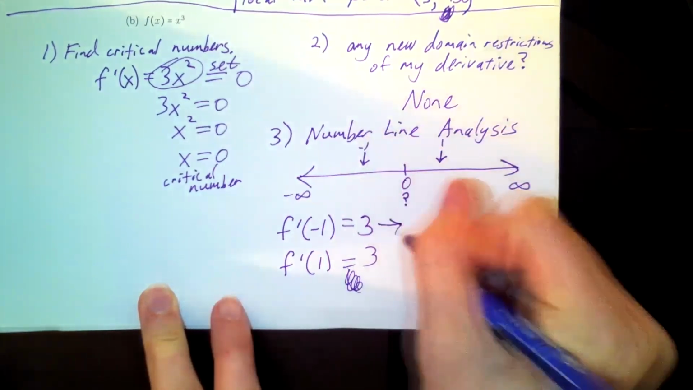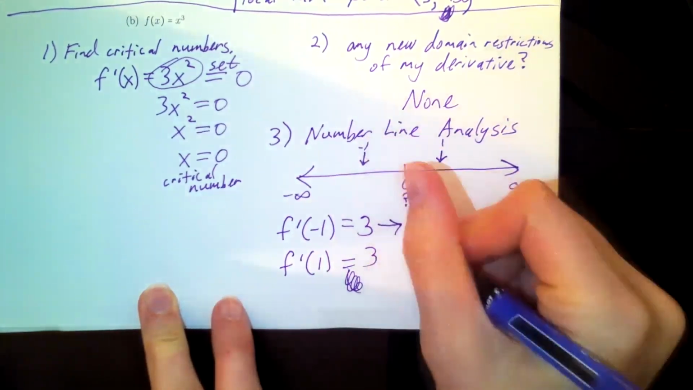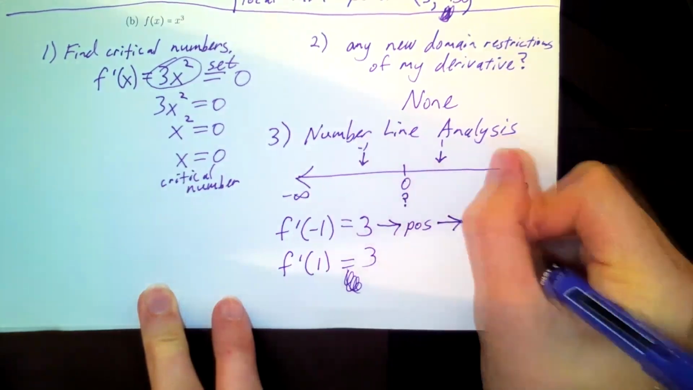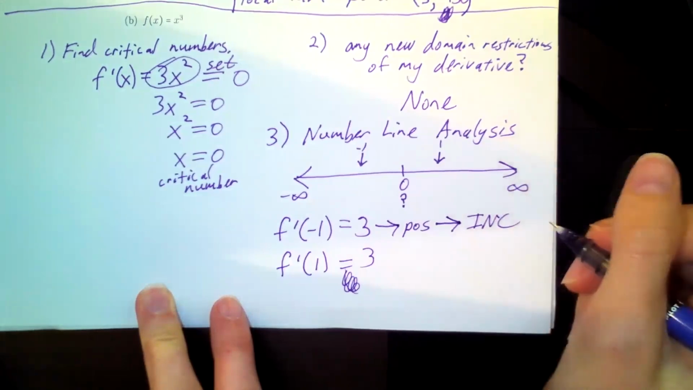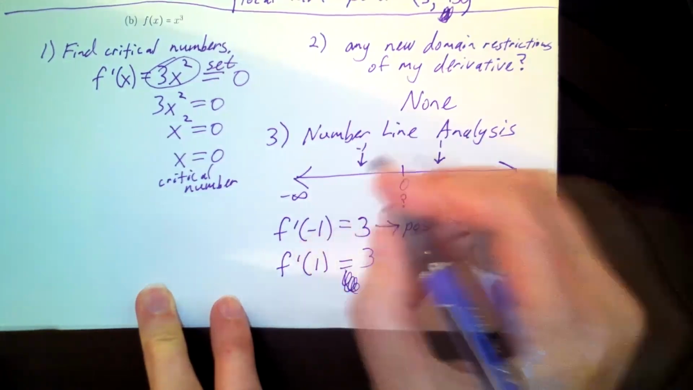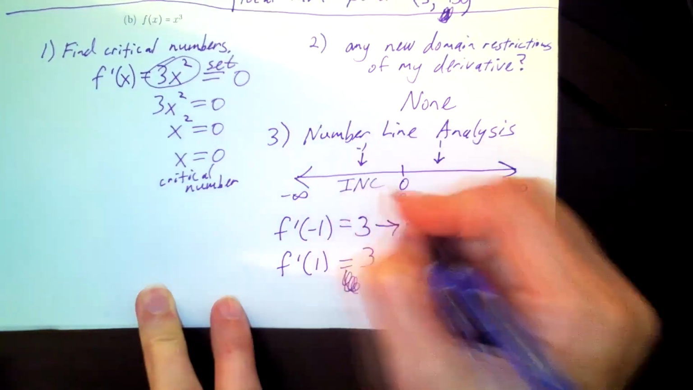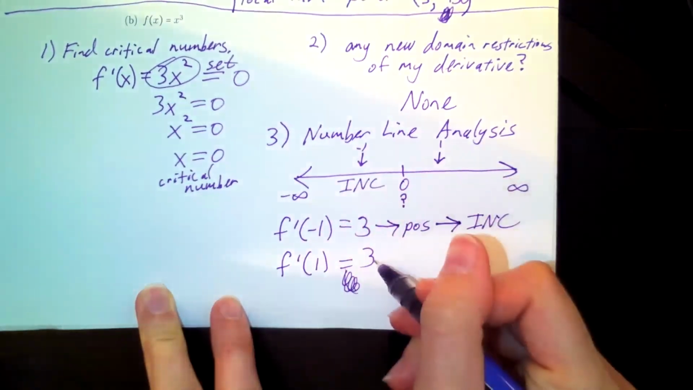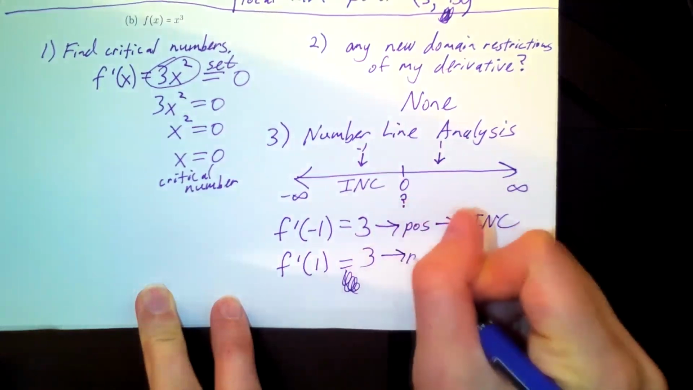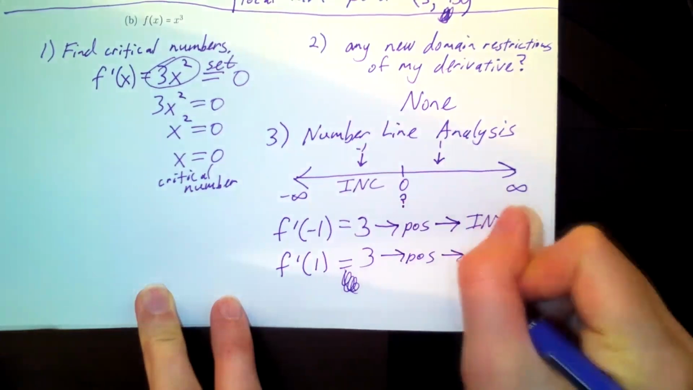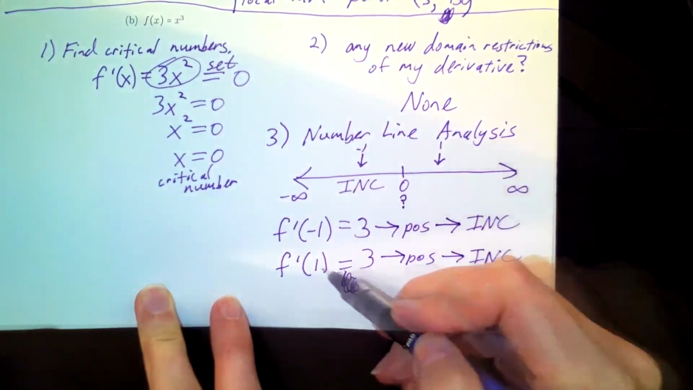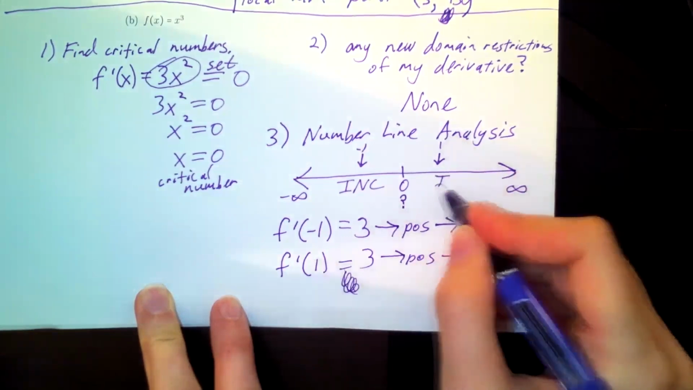I have to interpret this. At -1, I get 3, which is a positive value, which means my function is increasing there. Positive value for the derivative means my original function is increasing. So I'm going to write that there, increasing. I get a 3 again when I plug in +1. So this thing is still positive, which means it's still telling me that my function is increasing. And this time it's increasing at +1. It's increasing over here.